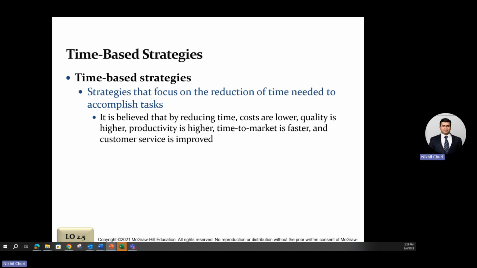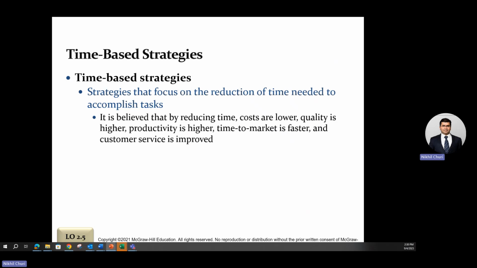Next one is time-based strategies. Again, doing things or providing good services in less time is the key takeaway from this strategy. Time-based strategies focus on reducing the time needed to accomplish a task. It is believed that by reducing time, costs are lower, quality is higher, productivity is higher, time to market is faster, and customer service is improved.